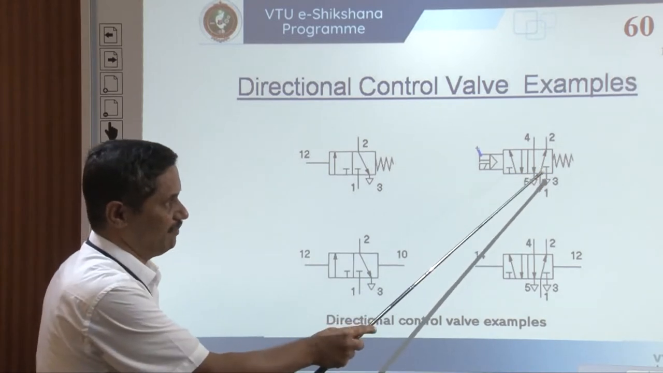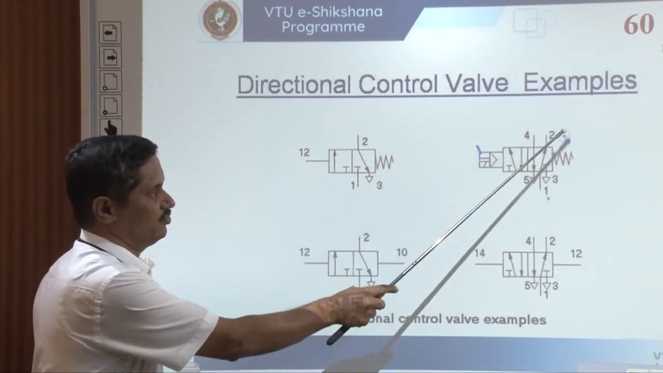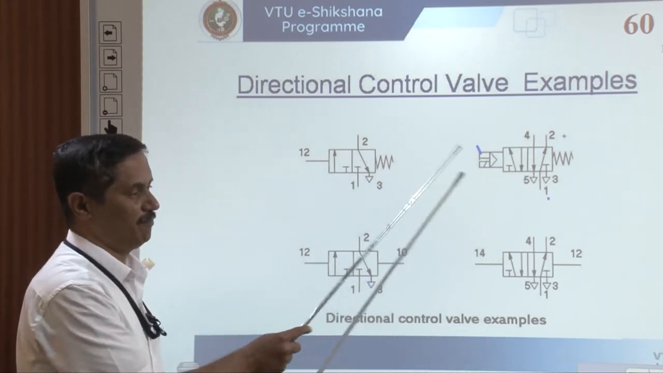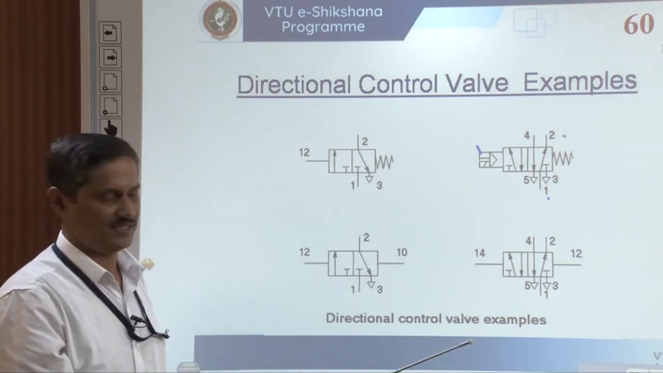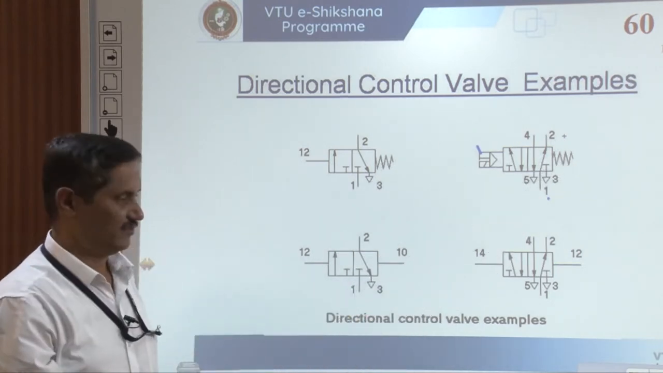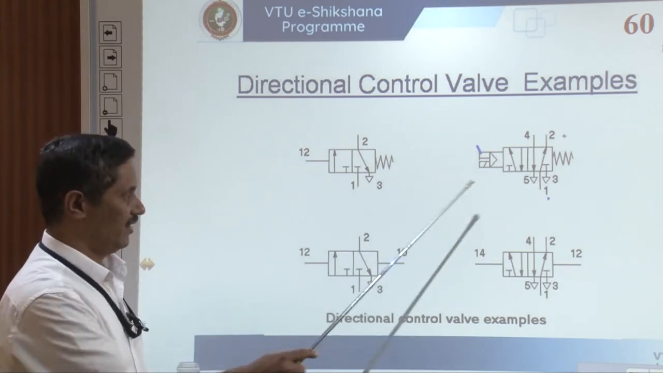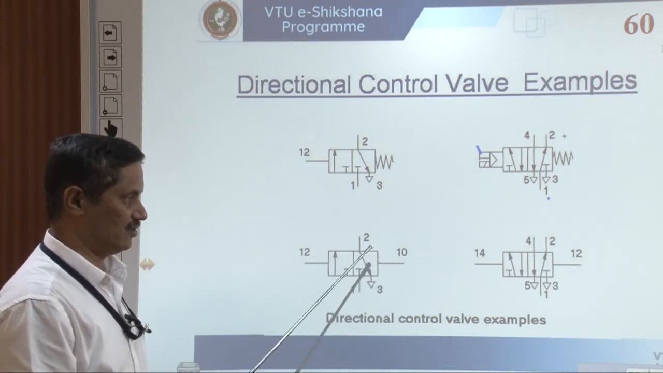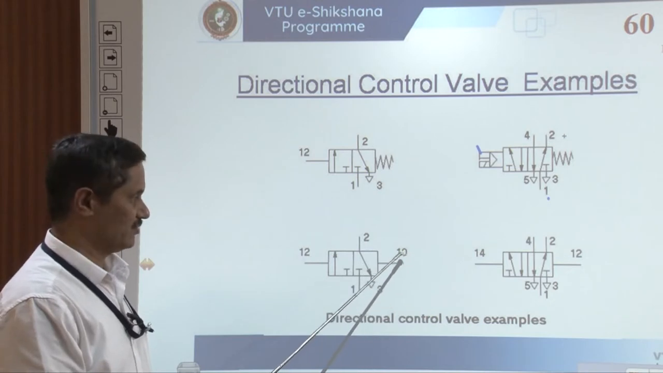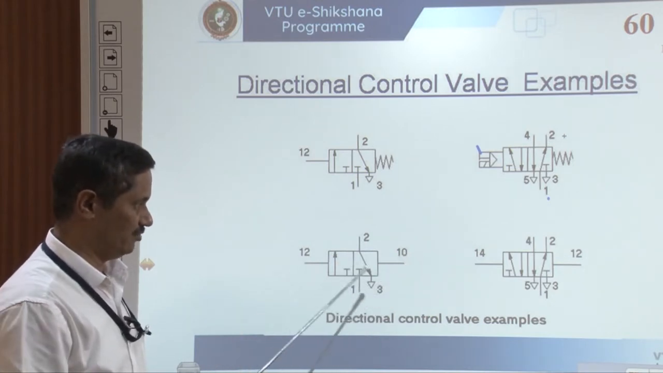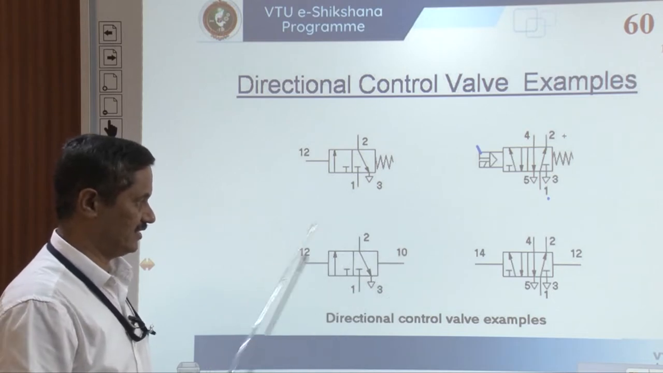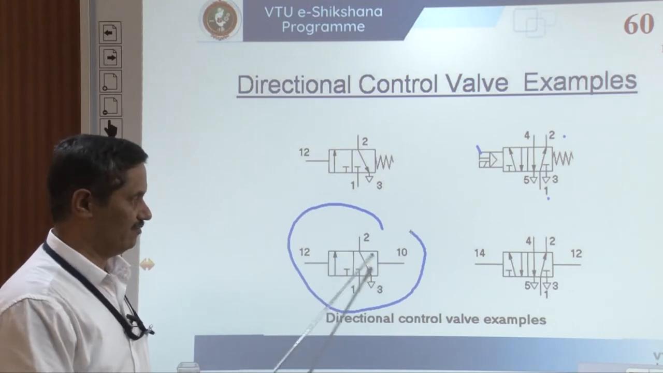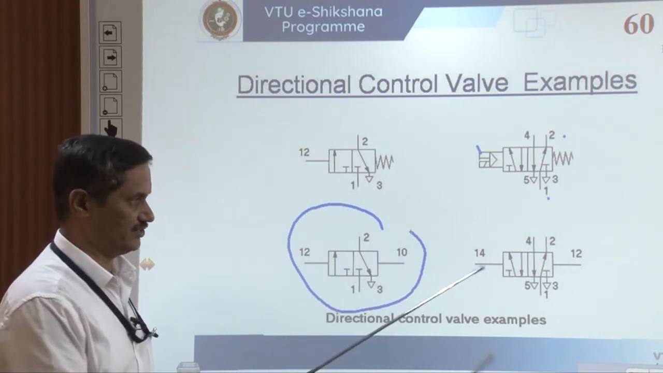Again 5x2, if you observe here 1, 2, 3, 4, 5, there are 5 ports, 2 positions, a 5x2 solenoid operated manual reset type of valve, with spring return. In the subsequent figure we have shown set-reset type valves, which are also normally called memory valves. You can find 10 and 12 acting as the set and reset signals provided to the valve. Here it is a 3x2 way valve with set and reset conditions.